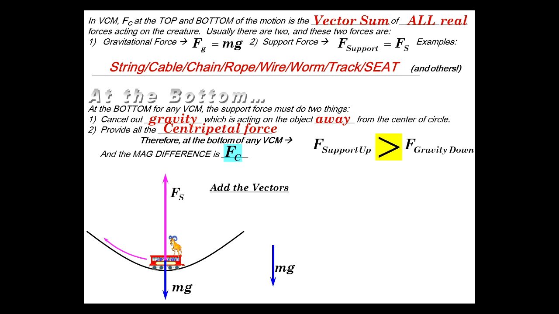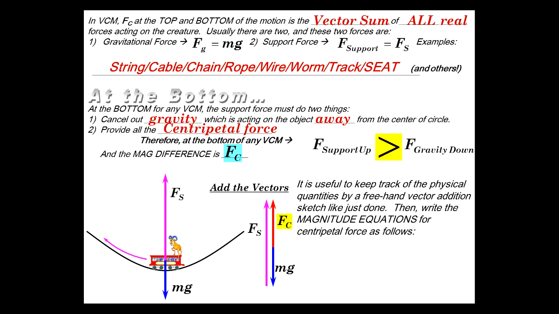Let's add the vectors. So here we go. mg, tail to tip, support force. Now the result of those, you start at the beginning and end at the end. So there it is. And that is the centripetal force. Do you see how the support force had to cancel out gravity and then provide the centripetal force? It all makes sense when you think about it.